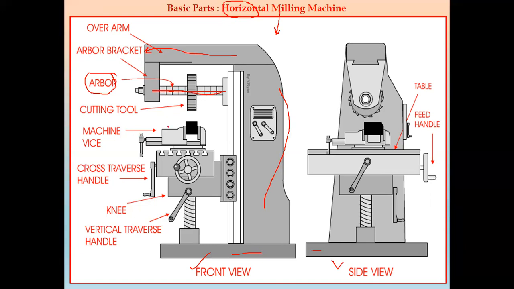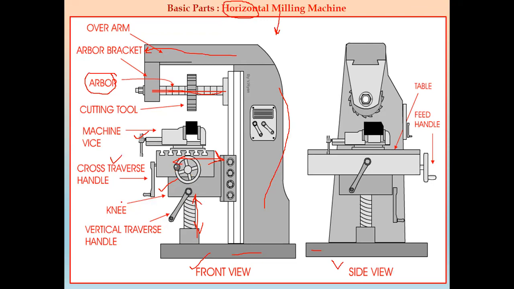Now we have a machine vice where we can fix a part or workpiece on which the milling operation can be done. Now we have the cross transverse handle. Then this is the knee. Then this is the vertical transverse handle. So we can have a vertical transverse motion, that is this direction motion, and also a horizontal transverse motion. Both motions can be there in this milling machine.